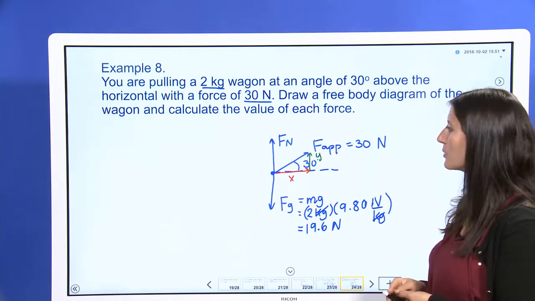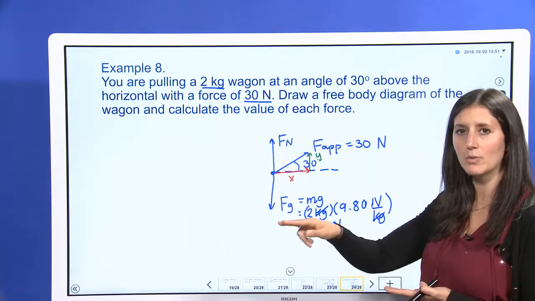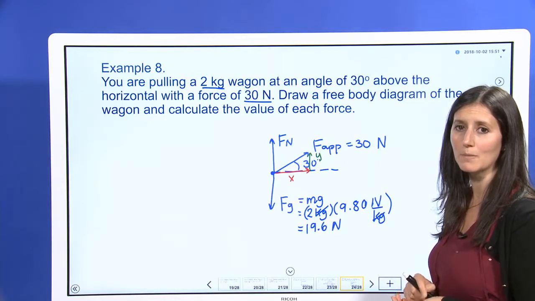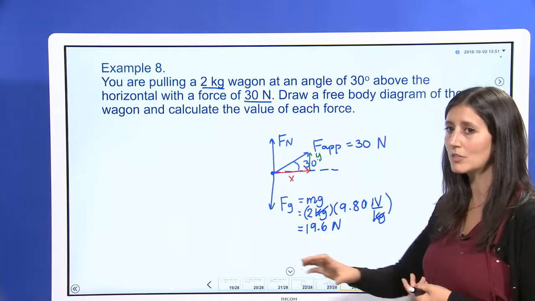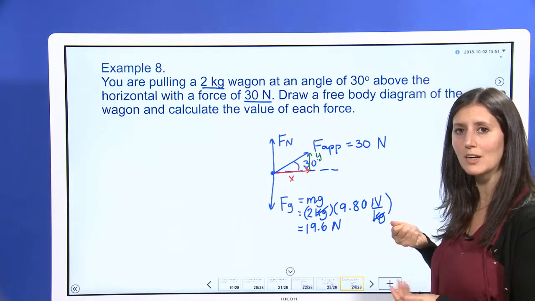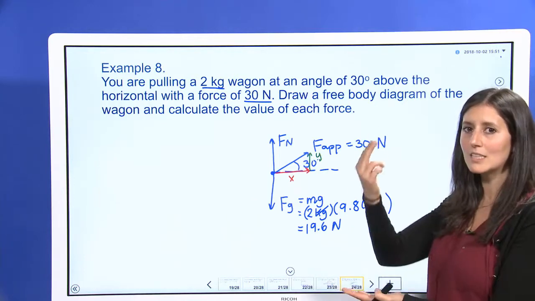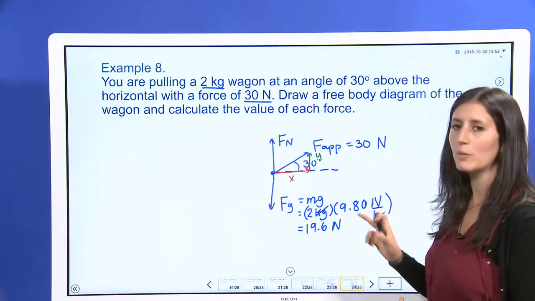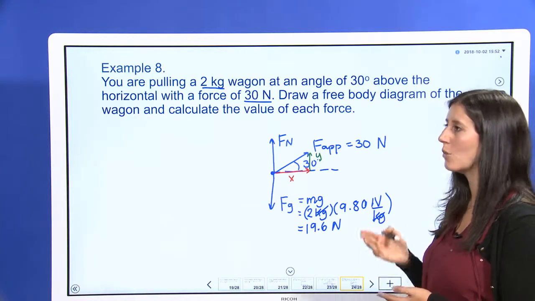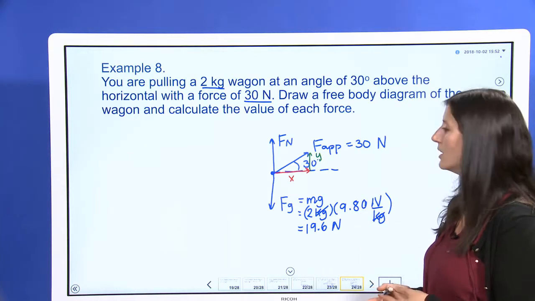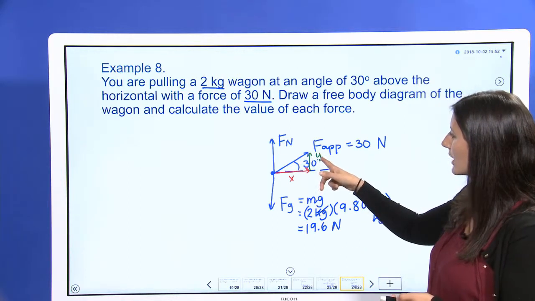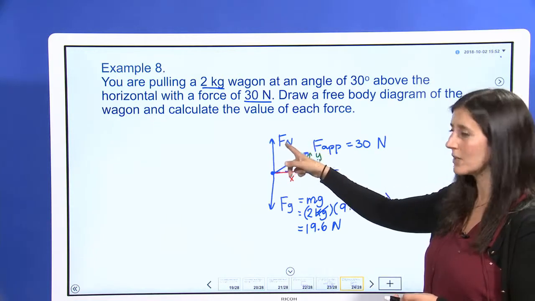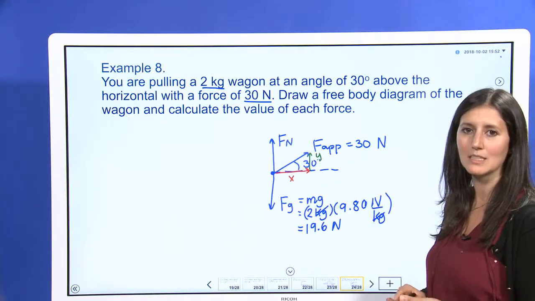Okay, so sometimes we could have an object that is moving in one direction, but it is not moving in the other direction. Usually it's the y direction. A lot of times objects move in the x direction, like a wagon that you're pulling across the ground. In the y direction, it's not moving, it's not going up and down, but it's moving in the x direction. So what we want to do is make it so that all of the y components cancel each other out. So we're going to calculate the y component of this F applied, and we're going to find the normal force so that all of the y components cancel out.